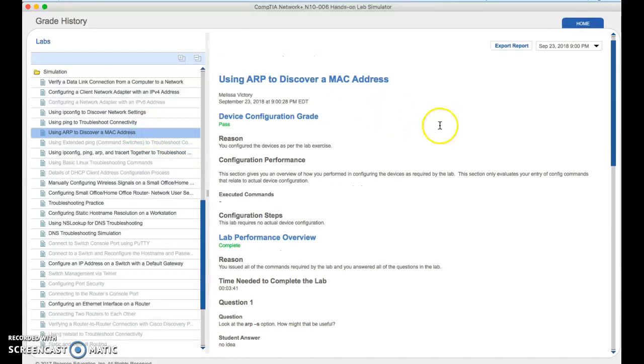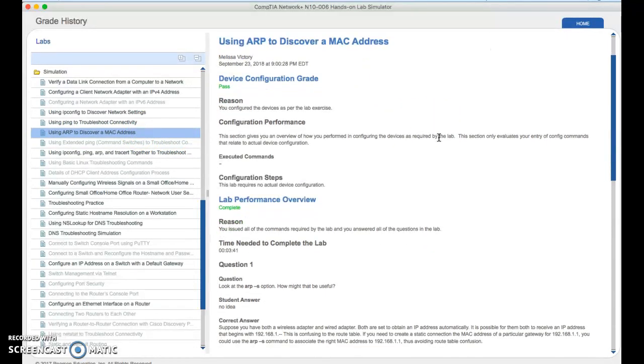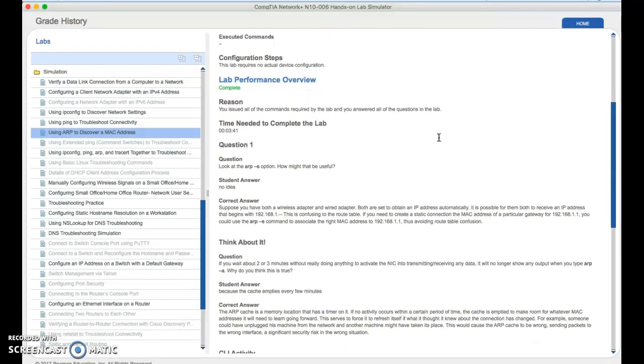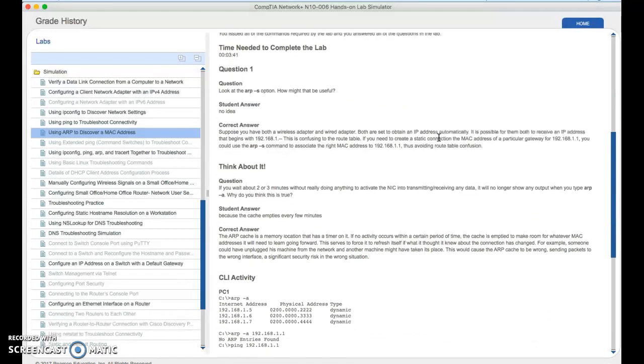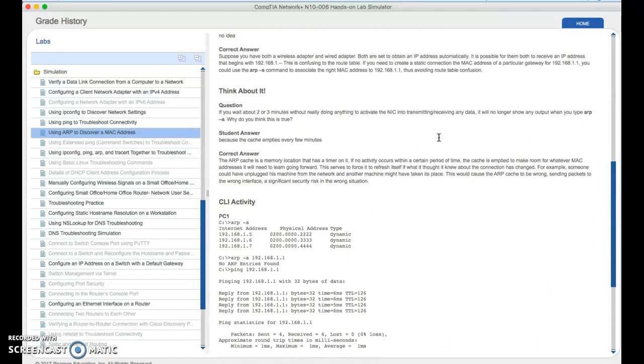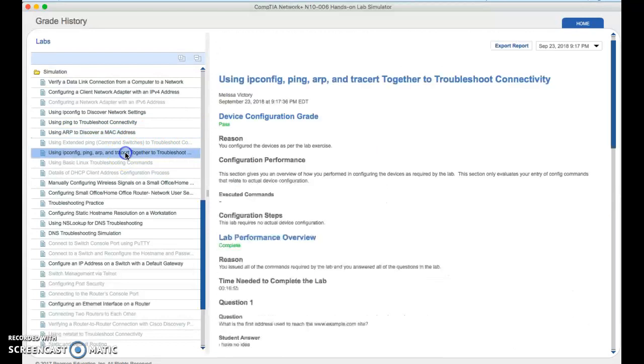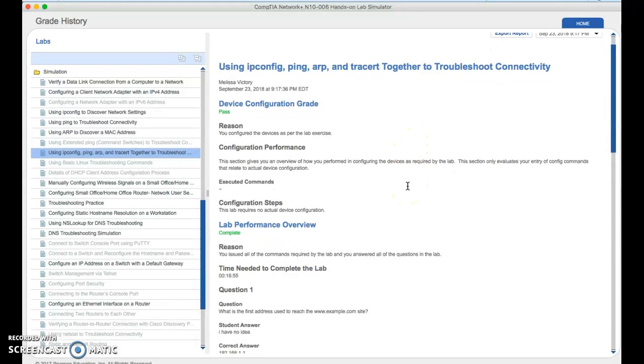Then I used the ARP to discover a MAC address. Again, no problem with the configurations. I still struggled with some of the Linux commands that I couldn't quite figure out how to answer the questions appropriately. Then I did using ipconfig, the ping, and the ARP and traceroute together to troubleshoot the connectivity.